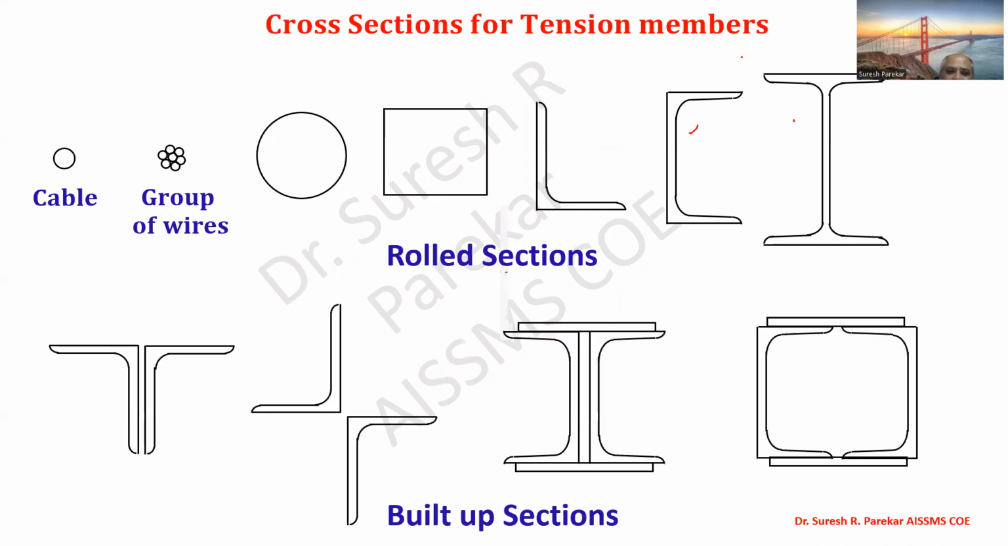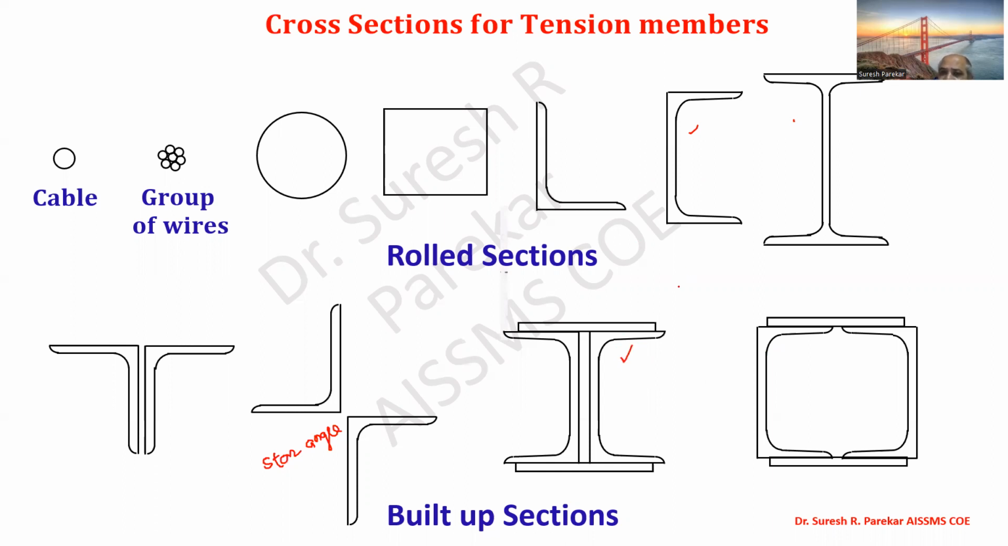Then we have built up section also. We have double angle sections connected back to back on opposite sides of the gusset plate. You may have them on the same side of the gusset plate. Then this you can say as a star angle, so that you can keep in mind. Then we have channels back to back, then you can have channels face to face. Generally we will go for these when our rolled sections are not going to satisfy our requirement, and in that case we have to go for built up sections.